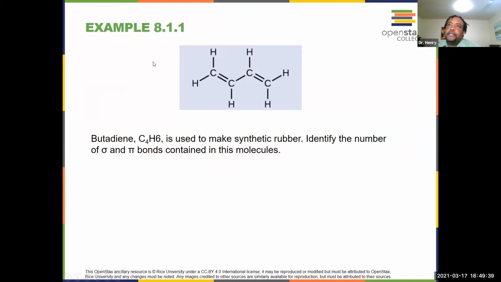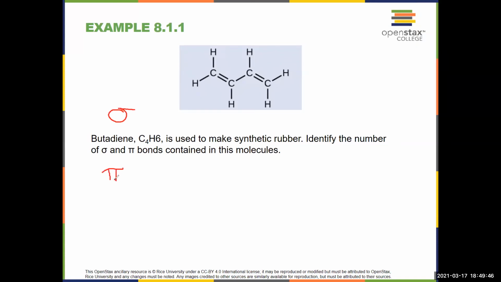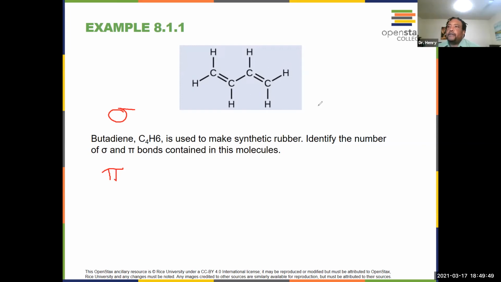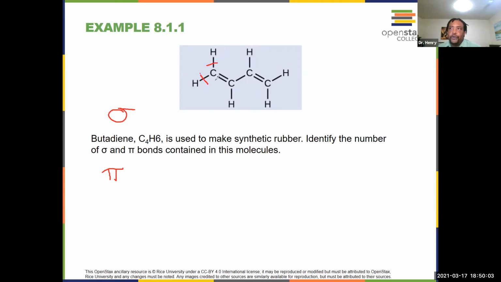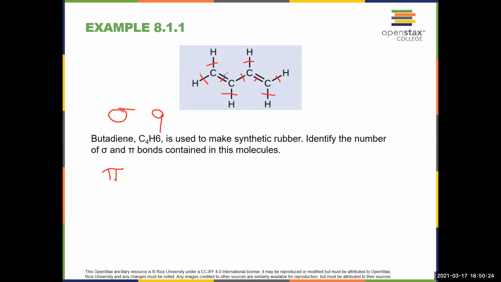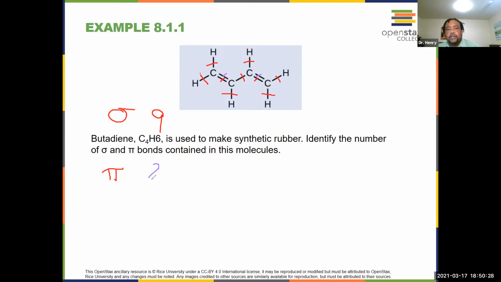Okay, so here, can you tell me how many sigma bonds I have and how many pi bonds for this compound? Are there 7 sigma bonds? So let's count. We have 1, 2, 3, 4, 5, 6, 7. And then remember, one of these guys is going to represent a sigma bond, and the other one is going to represent a pi bond. And so that's 8, and that's 9. We have 9 sigma, and then how many pi's? 2. The other one represents a pi, so 2 pi's. So does it make sense?